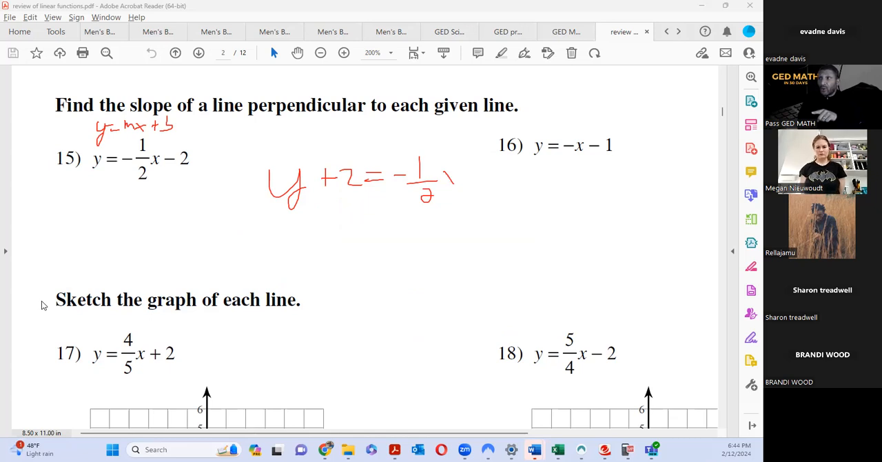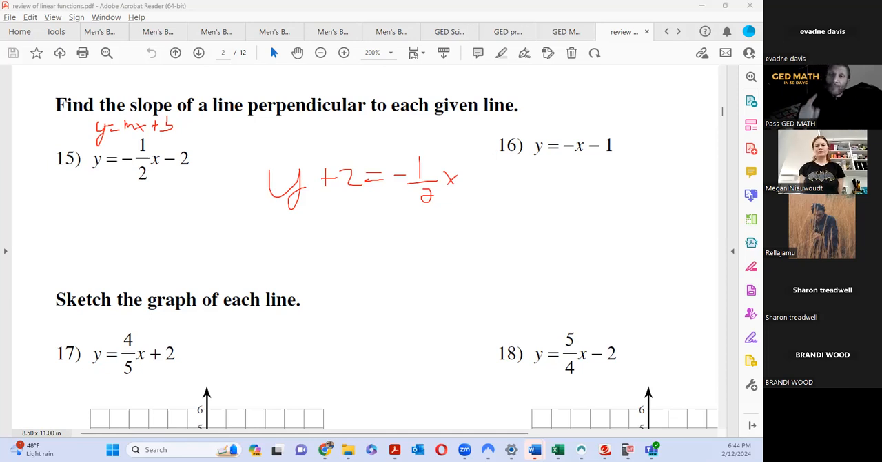So this is the original. Is y by itself? No. How do you know y is not by itself? Because when y is by itself, it should say y equals. This says y plus.